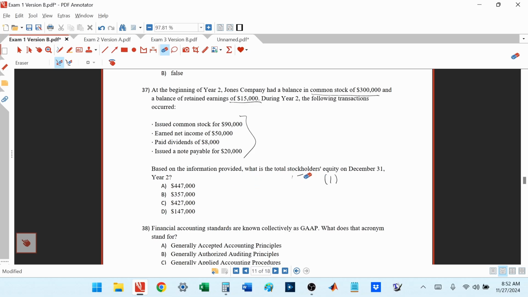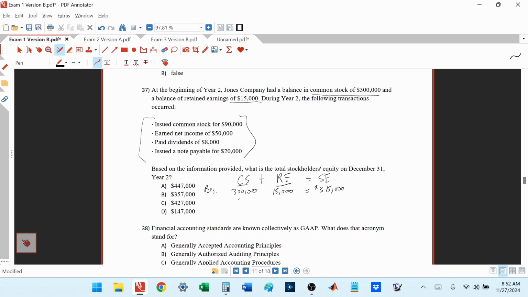So all we need to know is that common stock plus retained earnings is stockholders' equity. And so we're given the beginning balances in each account, $300,000 in common stock, $15,000 in retained earnings. So at the beginning of year 2, stockholders' equity had $315,000. What about at the end of year 2? Well, let's see what happened during year 2.